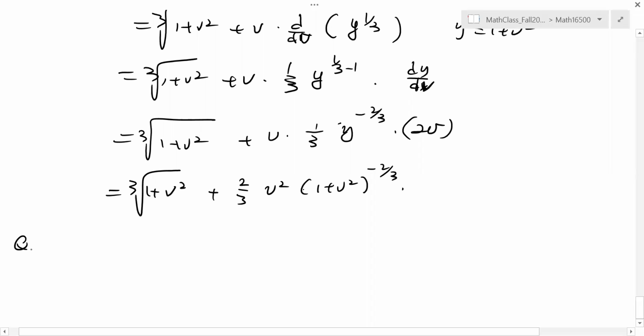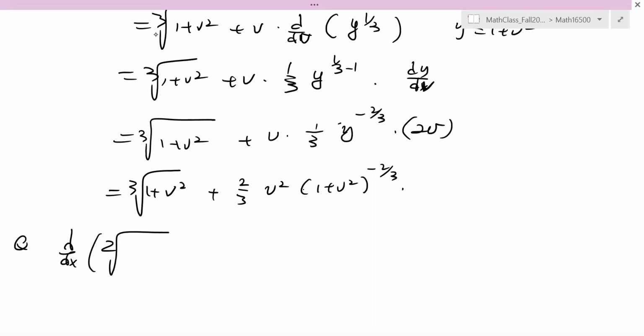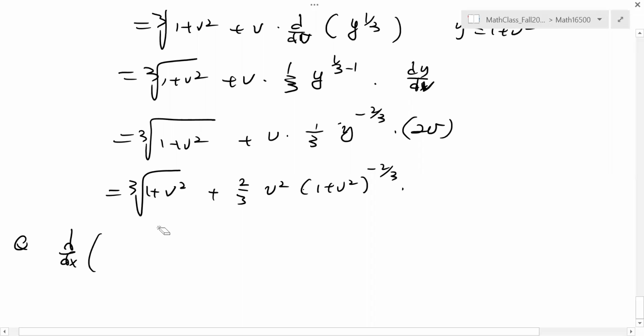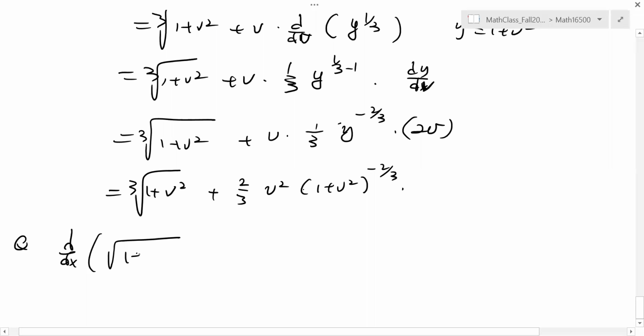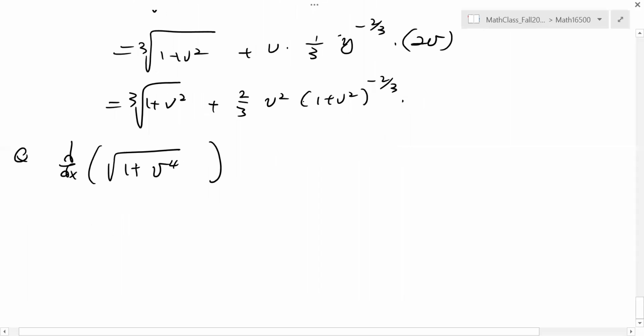All right, let me ask you to do the following problem. Find the derivative of the square root of 1 plus v to the first power. Now please do this problem. Okay.